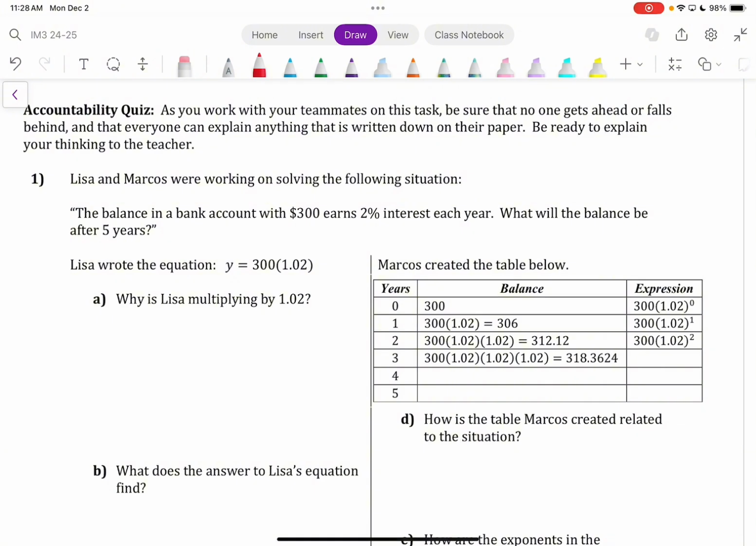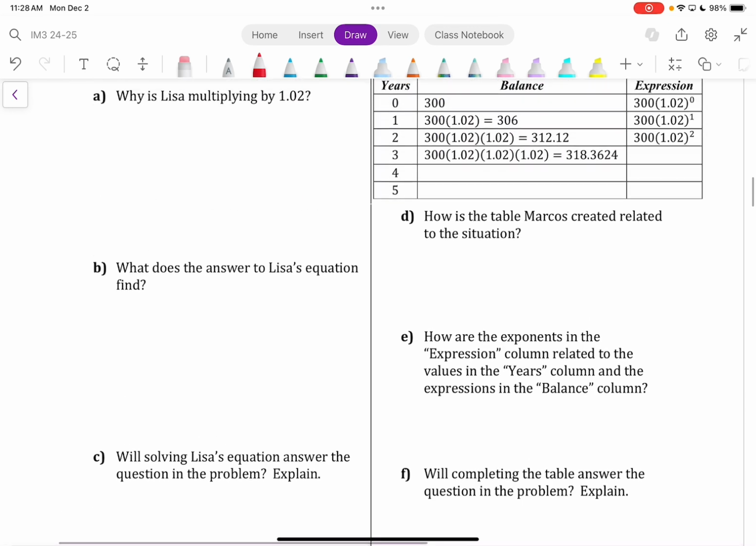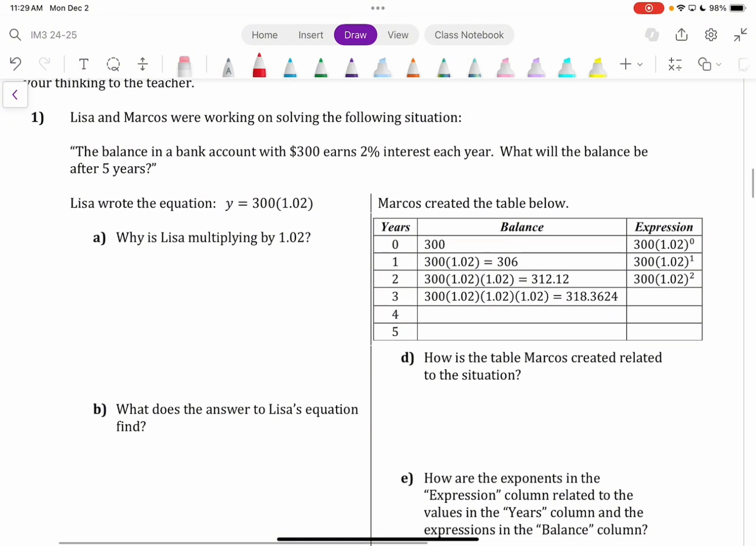I want everyone to look at the first example. I'll read the first example for you. You guys are going to go ahead and fill out the rest of these tasks. But the first example says the following. Lisa and Marcos were working on solving the following situation. The balance in a bank account with $300 earns 2% interest each year. What will the balance be after 5 years?